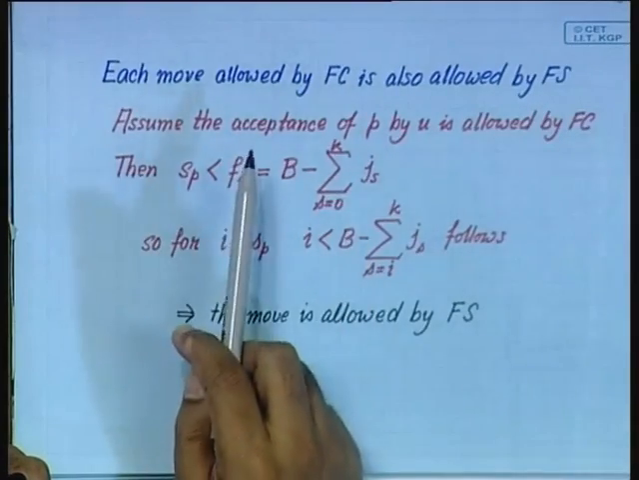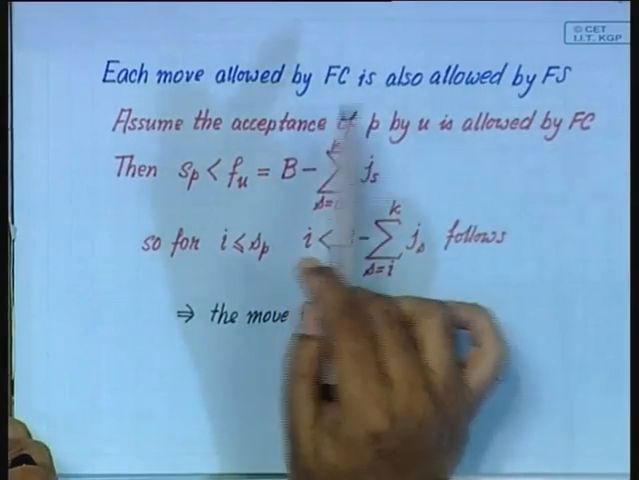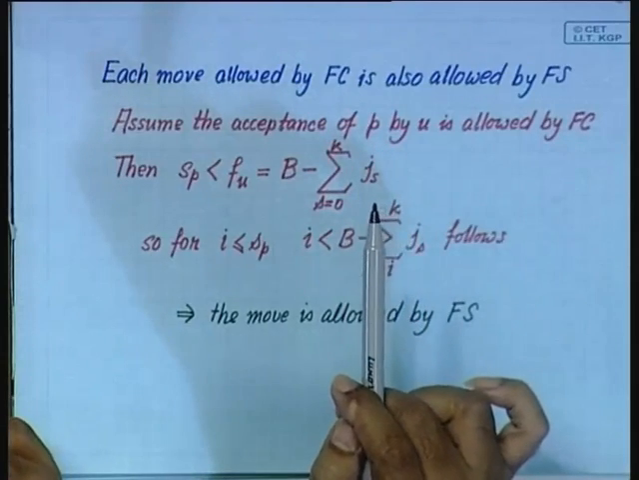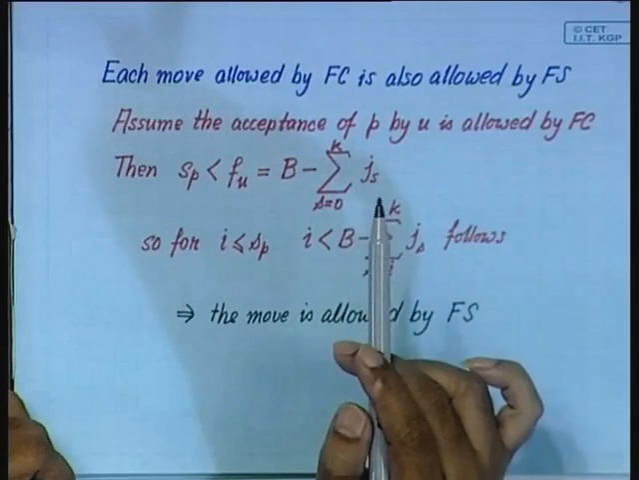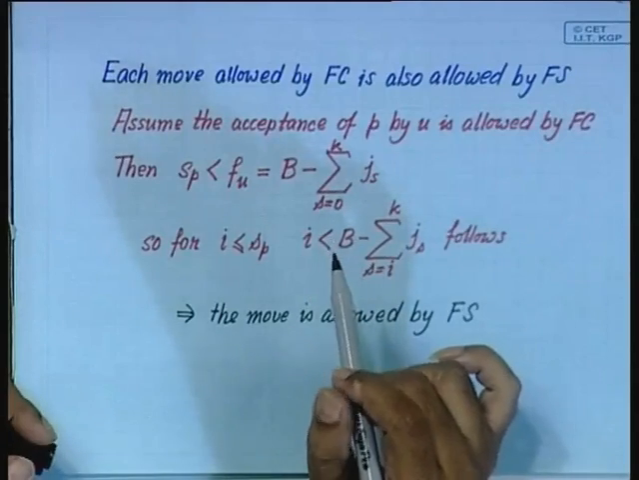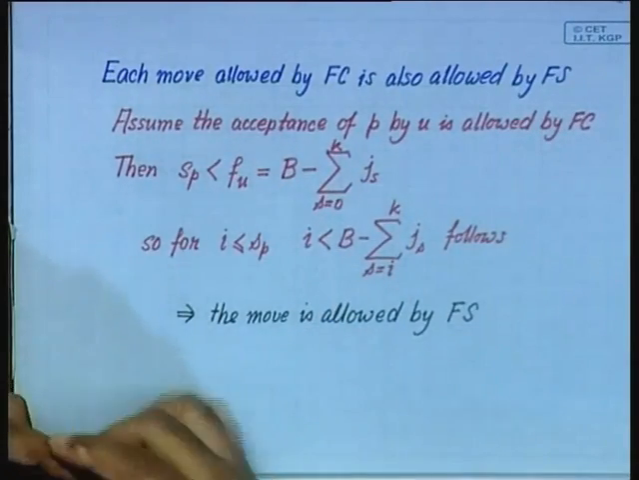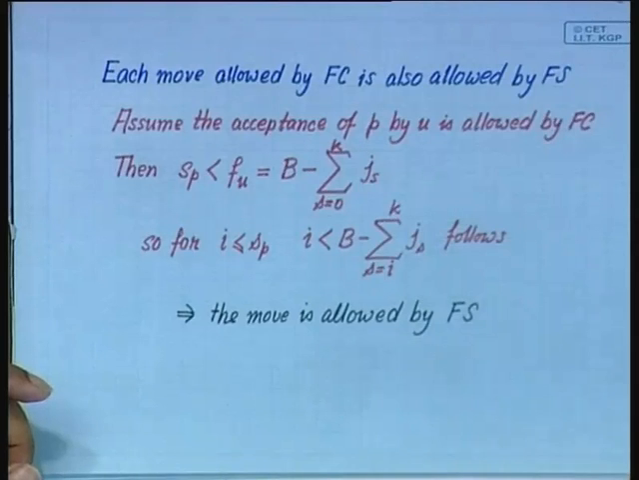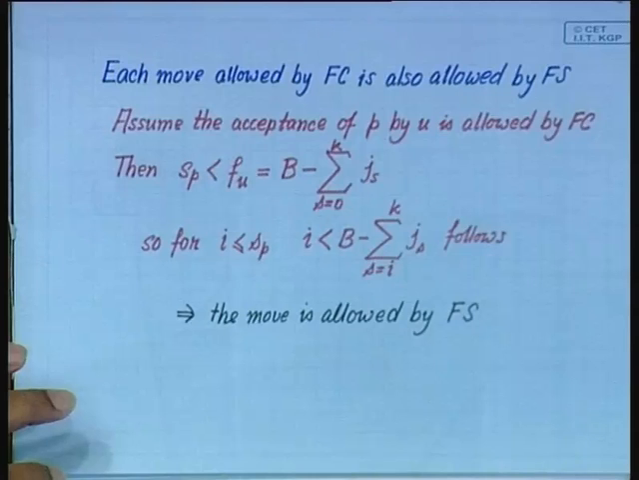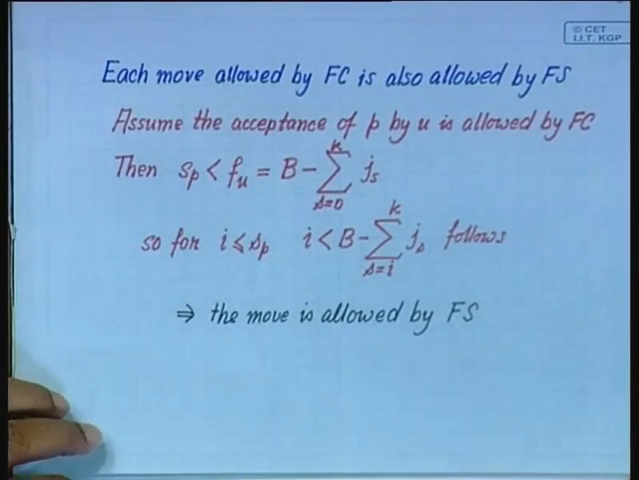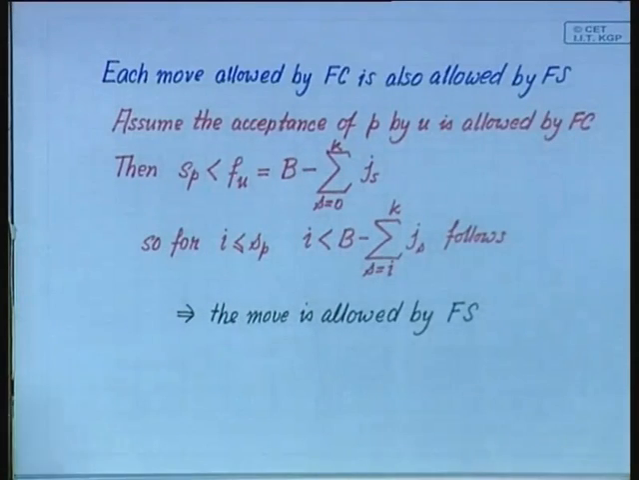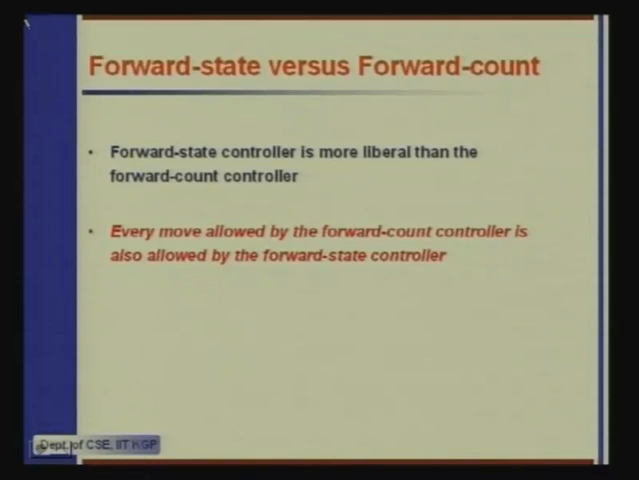whenever a packet is accepted by the forward count controller, it is also accepted by the forward state controller, right. Now, I ask you to create an instance where the reverse is not true, that there is a move which will be allowed by the forward state controller, but will not be allowed by the forward count controller, right. And from that you should be able to conclude the whole thing, that this is a more liberal algorithm than the forward count controller, all right.